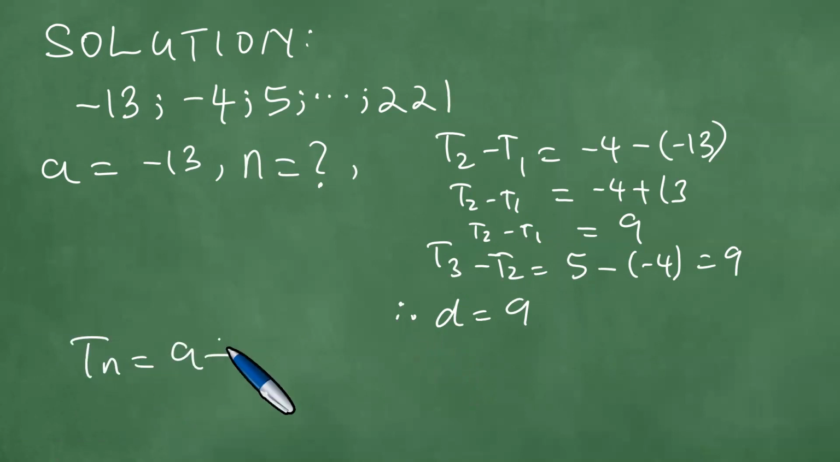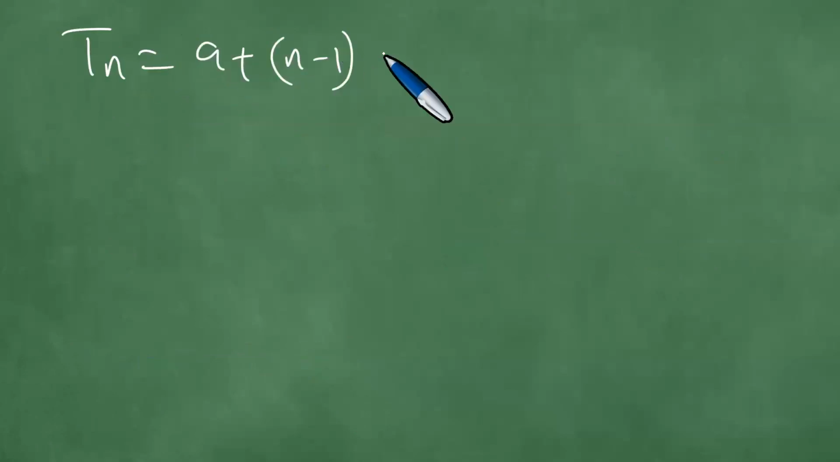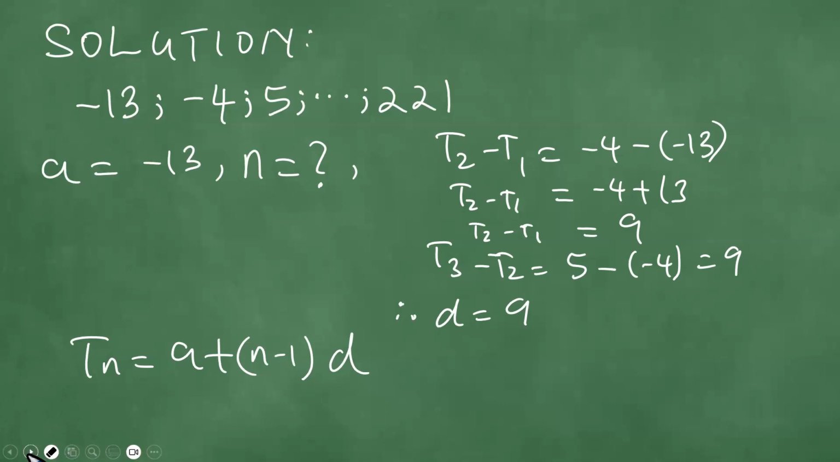So this one is a plus (n minus 1) times d. Okay, so Tn. So you have n minus 1 times d. So you have Tn. Right, so let's mention something here first. Because you know the last term up here, it means ideally you can write down here as part of your given information that the last term Tn is 221. And with that said, then you are in business.